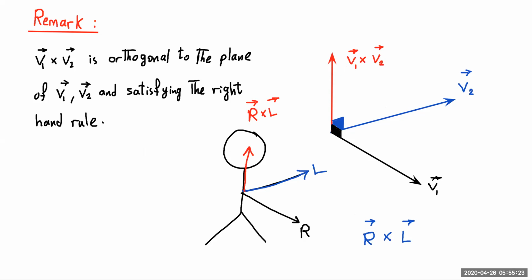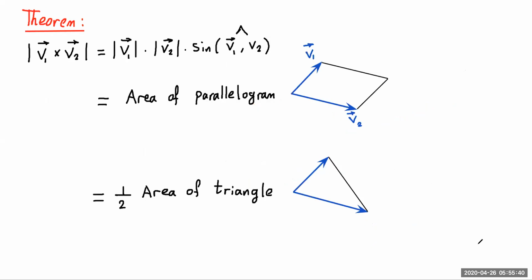In this particular case, if the length of V1 is 1 and the length of V2 is 2, so the length of this vector will also be 1, and I know the direction and I know everything now about this vector. This is the next theorem. The length of V1 cross V2 is equal to the length of V1 times the length of V2 times sine theta between V1 and V2.